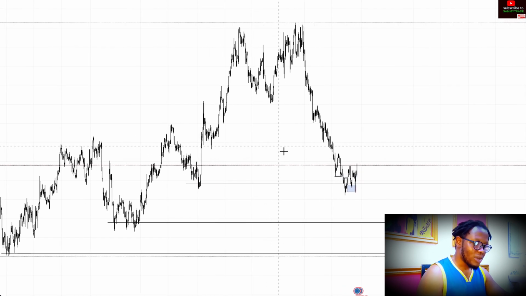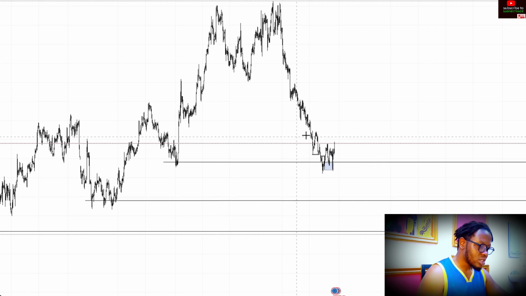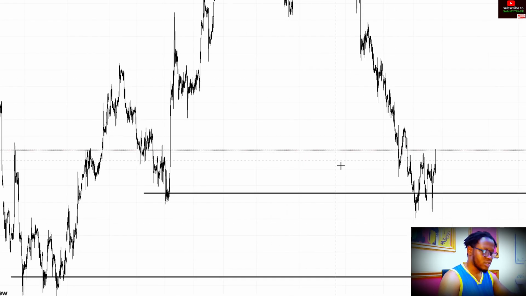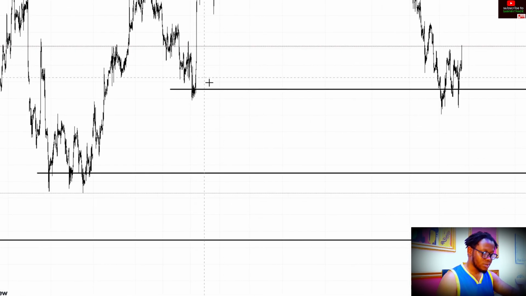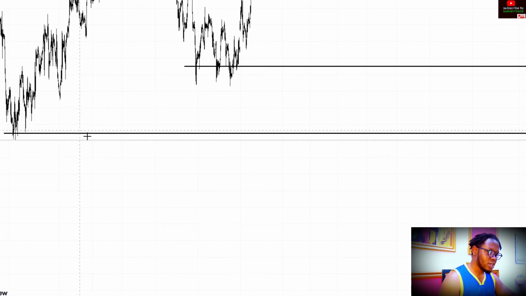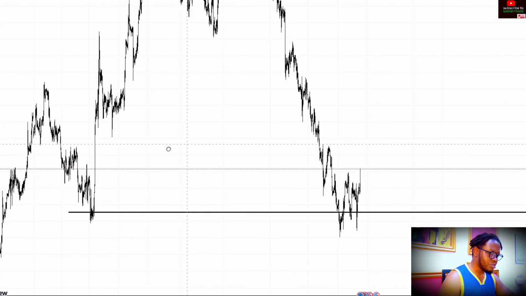Now let me go to the lower time frame. Let me show you what price is doing at this particular point. At this point, let's go to the lower time frame. All right, now if you can recall, this is the demand zone that we have drawn on the higher time frame, right here, and the extreme demand zone, which is right here. So now we are looking at the current price movement at this point.